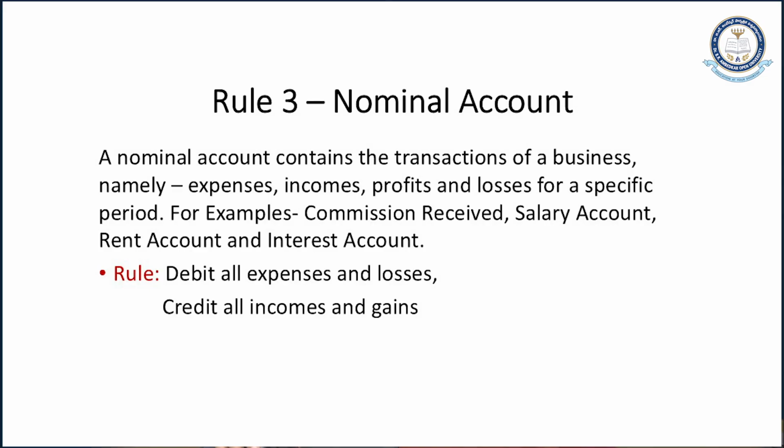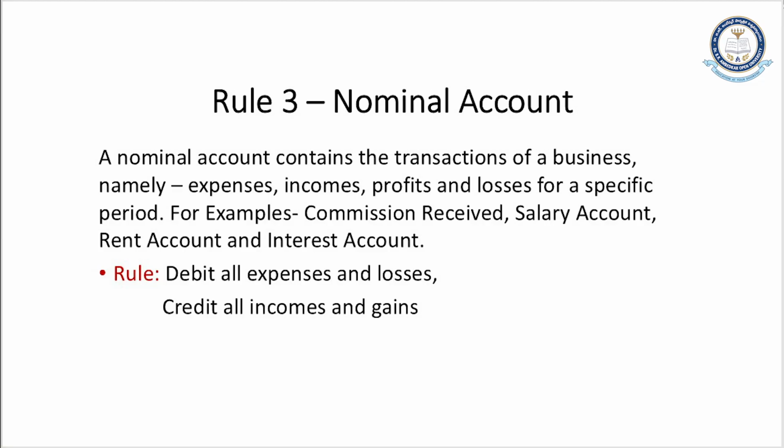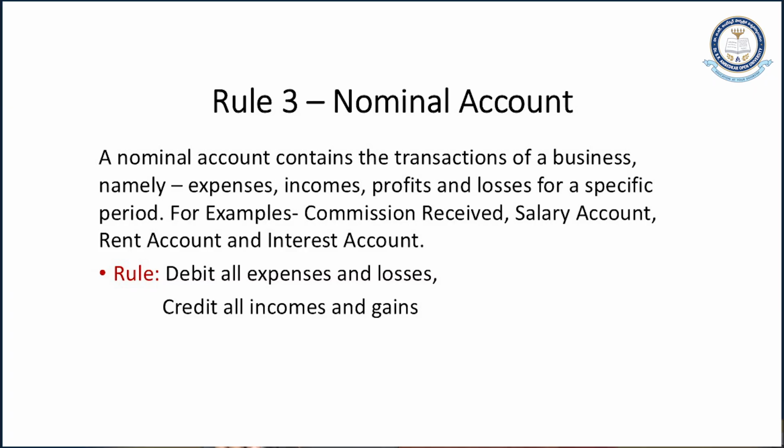So what are the various examples of nominal account? Like commission received, salary account, rent account, interest account, discount account, all these will come under nominal account. So what is the rule for nominal account? The rule for nominal account is we debit all the expenses and losses and credit all incomes and gains. So we are debiting if any expense or any loss we have, and we have to credit if any income or gain we are getting. So a nominal account where all the expenses and incomes are being dealt, we are debiting the expenses and crediting all the incomes.